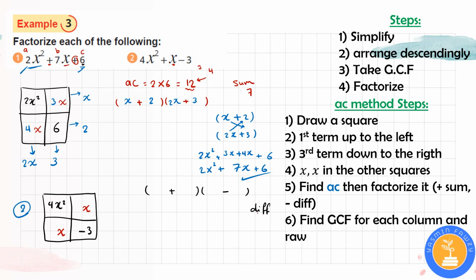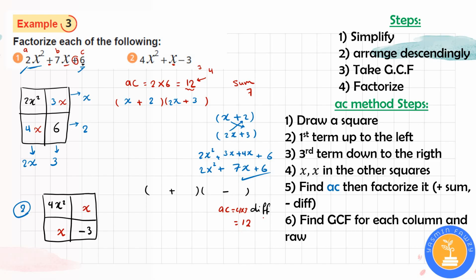So I'm looking for what? The number here will be 3? No, I'm looking for AC. That's why I call this way the AC method. AC equals 4 times 3, without the negative. Yes, without the negative. 4 times 3 equals 12. So I'm looking for 2 factors of 12.